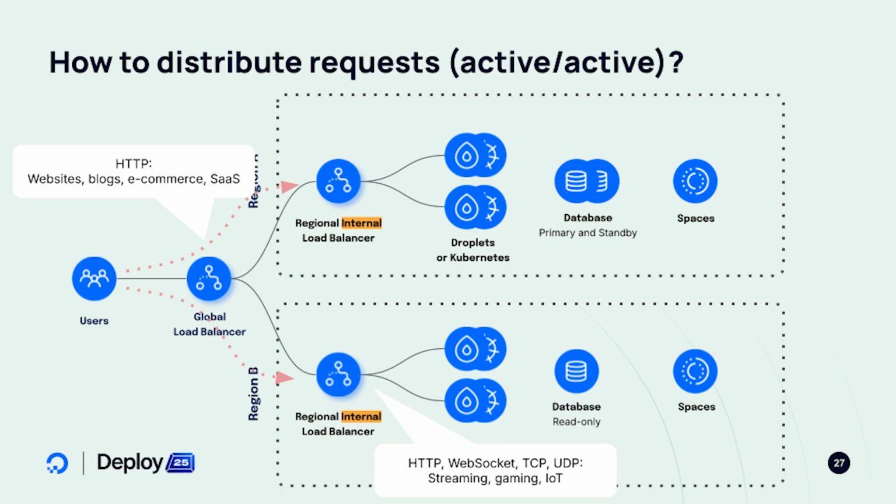And one more thing, it's about regional load balancer. You need to convert them to internal load balancer. So they should only accept connections from global load balancer. You don't want any user to bypass your global load balancer and just hit the regional load balancer directly. Again, something that we recently introduced, and now in DigitalOcean, you can have a regional load balancer that is just internal without external IP address.